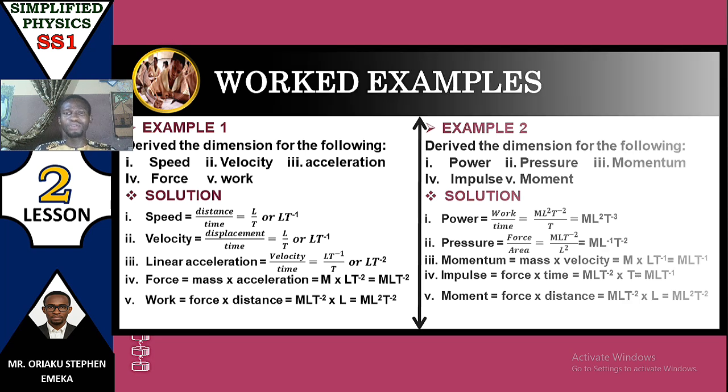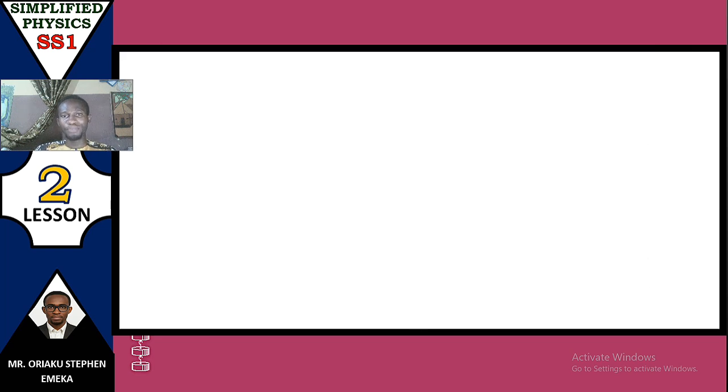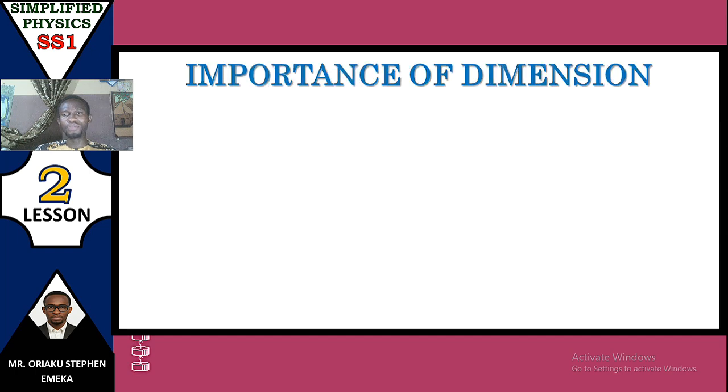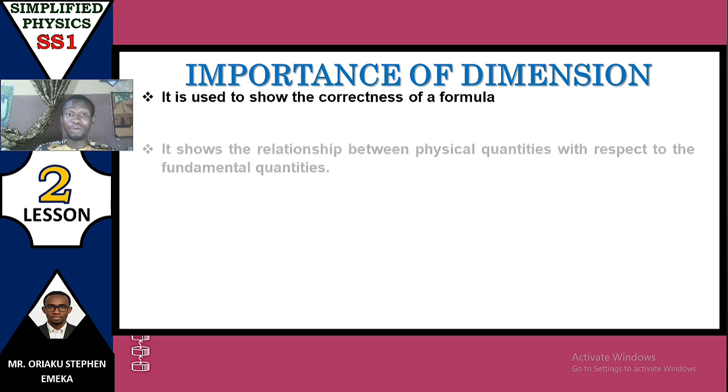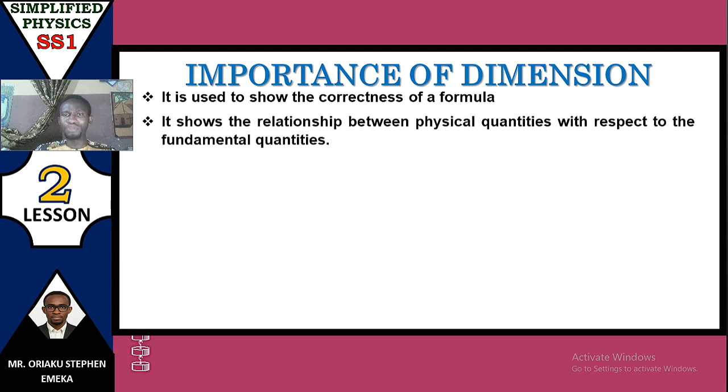So let's go to the importance of dimension. What is the importance of dimension? The first one is that it shows the correctness of a formula. So dimension helps us to know if the formula that we are given for the physical quantity is actually correct. Number two, it shows the relationship between the physical quantity with respect to the fundamental quantities.